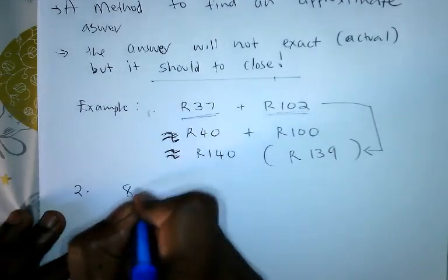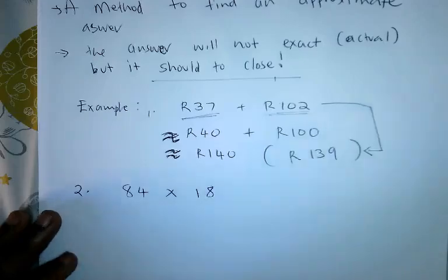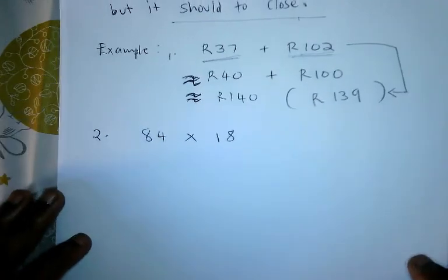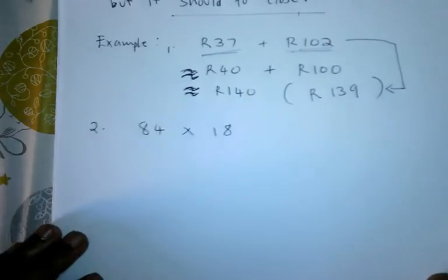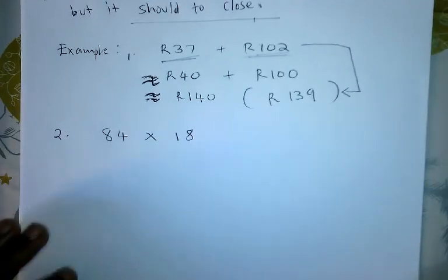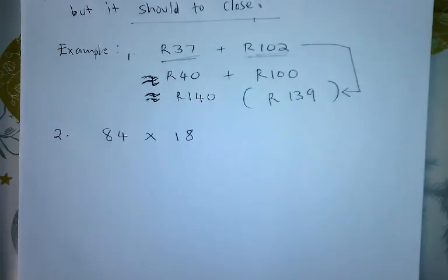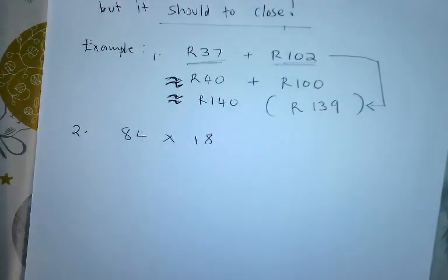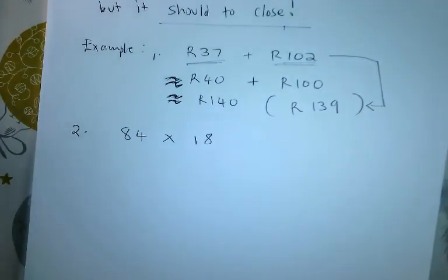Okay, do this one. 84 multiplied by 18. Give an estimate of the two numbers, multiply them together. Then in bracket you can write the actual answer. Are we together, class? Yes. Okay, who's done? Do the question.